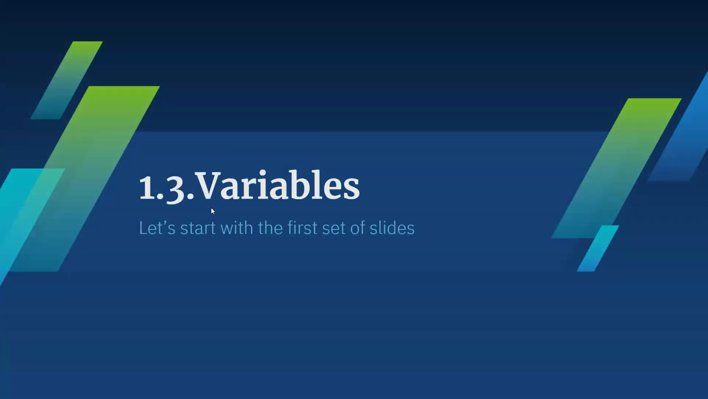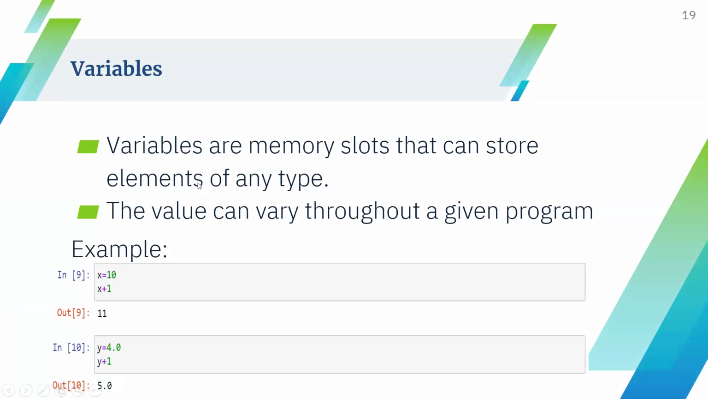What is a variable? Variables are nothing but named locations which can store values, so the value can vary through a given program. I told you all these things. Now I'm going to assign x equal to 10 here, and I'm going to increment here, x plus 1. So it's going to perform some operation. In that case, it becomes 11. Like y equal to 4.0, when I increment, it becomes 5.0.